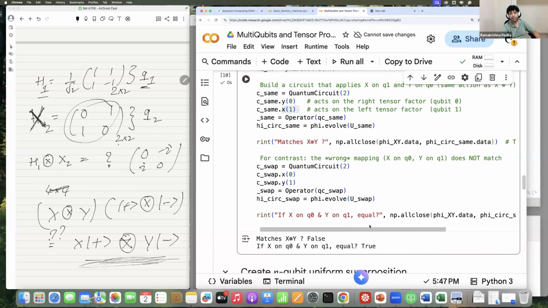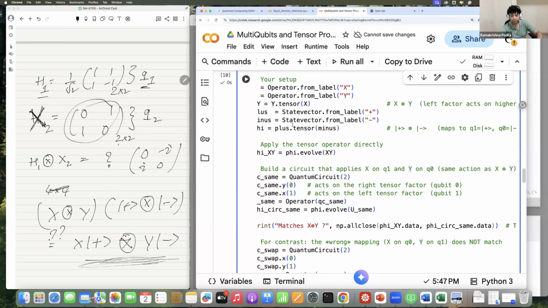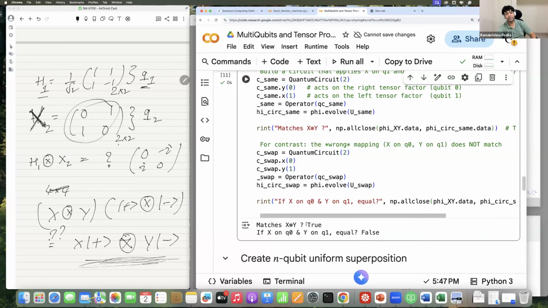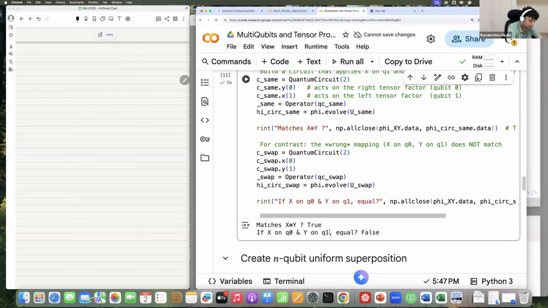True, right? So basically, if I change this to now X dot tensor Y, then you will see that they would match. So now you see that matches XY, yes, it is true. But does it act on q0 and q1? No. That means that when I write in the code Y dot tensor X, this means Y acts on the second qubit and X acts on the first qubit.